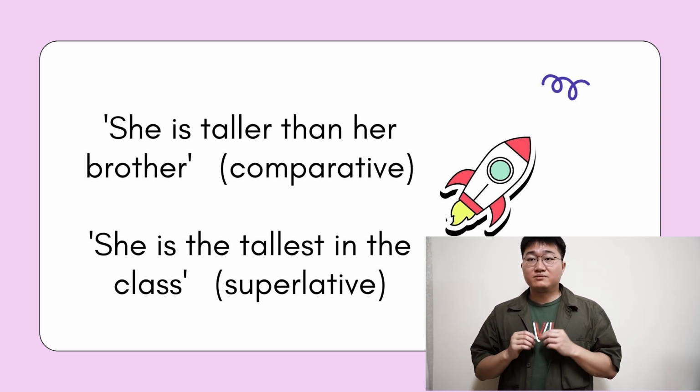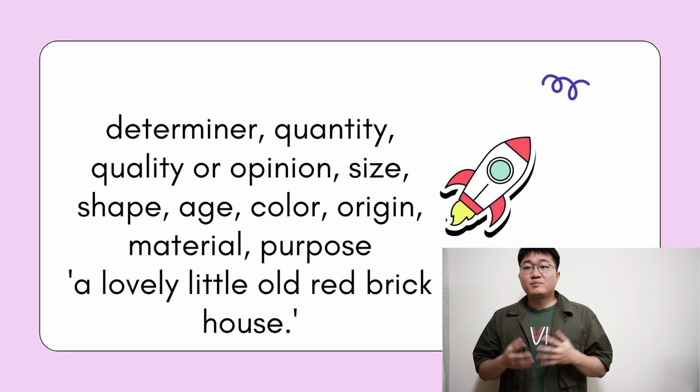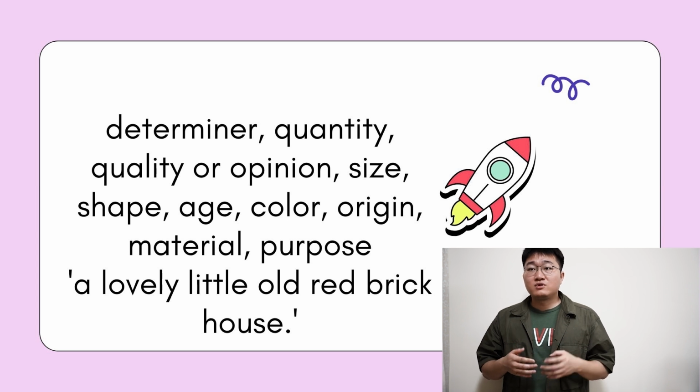And fifth, when using multiple adjectives to describe a single noun, there is a specific order to follow: determiner, quantity, quality or opinion, size, shape, age, color, origin, material, purpose. For example, a lovely little old red brick house. Understanding and mastering the use of adjectives will help you express your ideas more vividly and precisely.